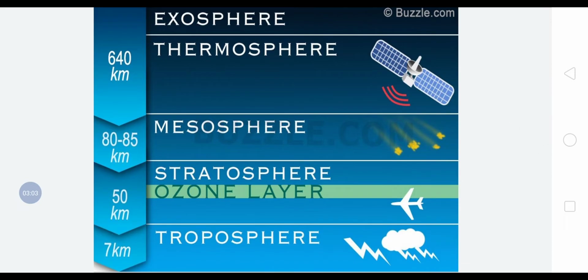And this troposphere is the densest layer of the atmosphere. You can see it is almost 7 kilometers from the earth's surface. And then the stratosphere comes, which covers about 50 kilometers. And then the mesosphere, it is approximately up till 85 kilometers. And then it is thermosphere, which extends up to 640 kilometers. And at the very end comes the exosphere, which merges with outer space.